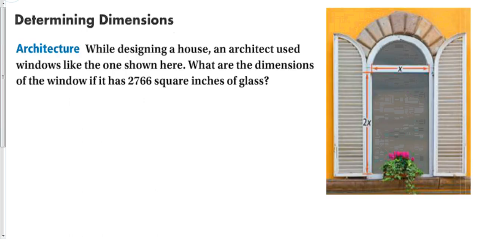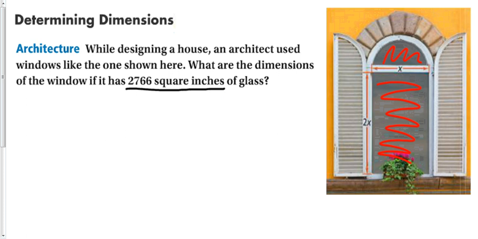Okay? Let's look at a word problem. So in this word problem, we are designing a house. An architect used the windows like the one shown on the right. What are the dimensions of the window if it has 2,766 square inches of glass? Well, when you see the word square inches, that should mean area to you. Okay? So we want to find area. I want to find the area of that window and then the area of that window. And then the area of the whole thing is just the two of those added together.